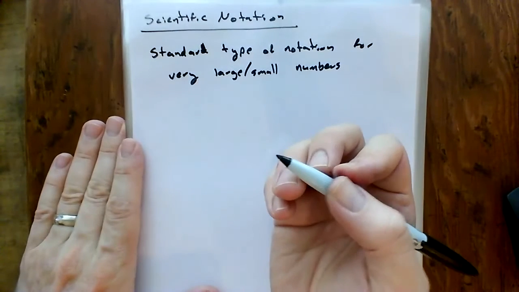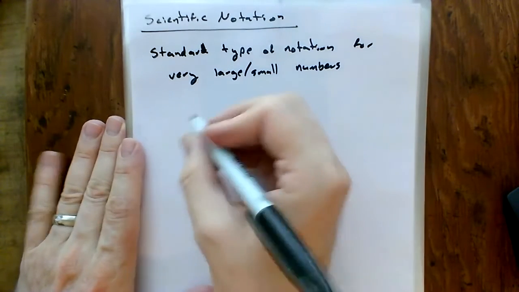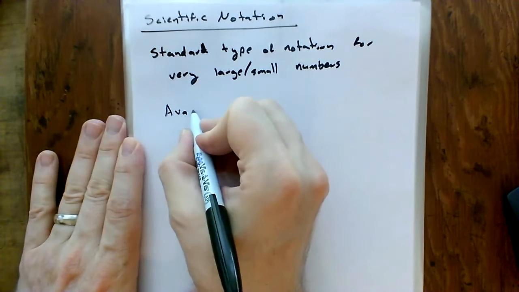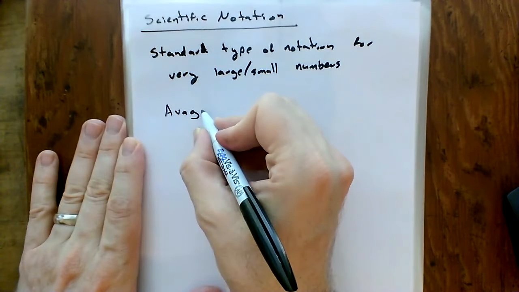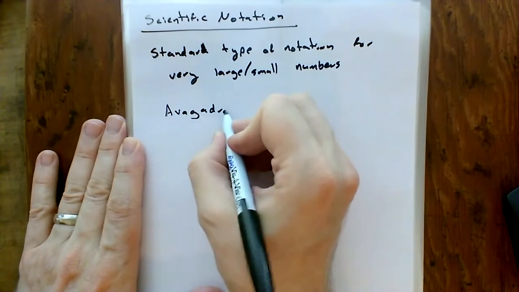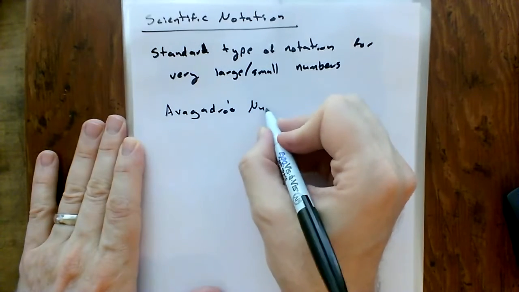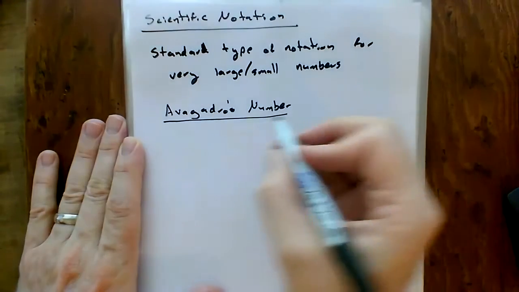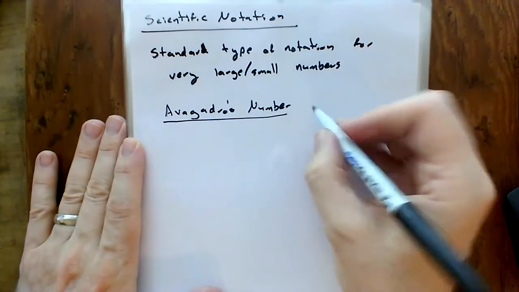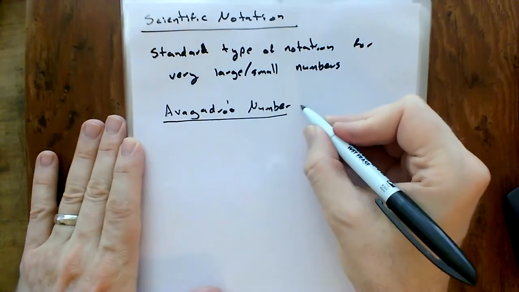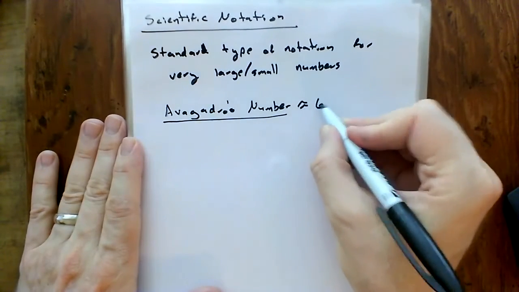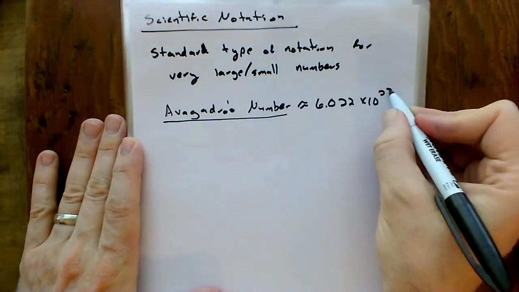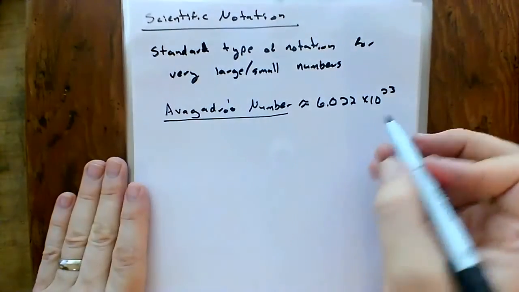One of the ones that I like to go to when we're looking for examples is something called Avogadro's number. You're going to run into Avogadro's number if you start doing chemistry for very long, or if you've been doing chemistry, you might be familiar with this one. This one is approximately 6.022 times 10 to the 23rd. Now it's like, oh, wow, sure, why not?